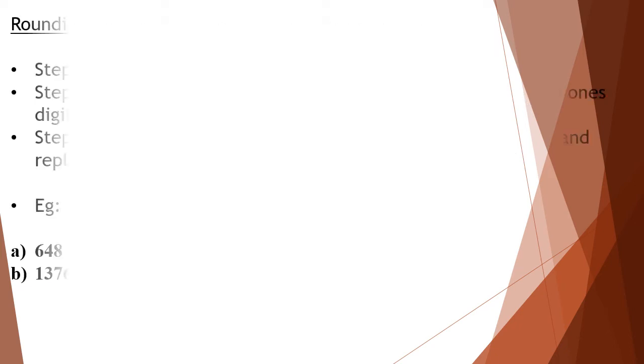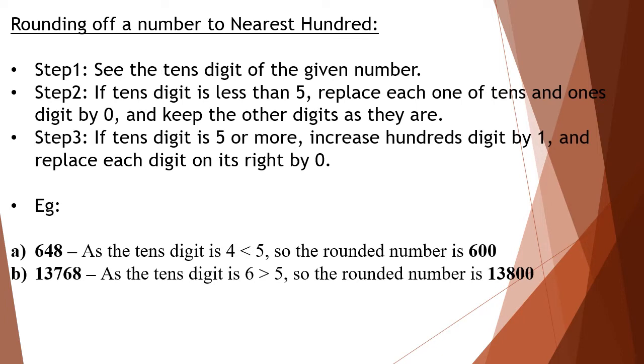Now we have rounding off a number to the nearest 100. In this we have to see the tens digit and the rule goes the same. If the tens digit is less than 5, replace the tens and the ones digit by 0 and keep the other digits as they are. If the tens digit is 5 or greater than 5, then increase the hundreds digit by 1 and replace all the others by 0.